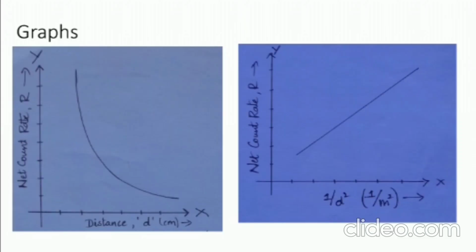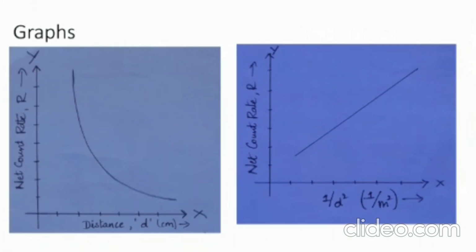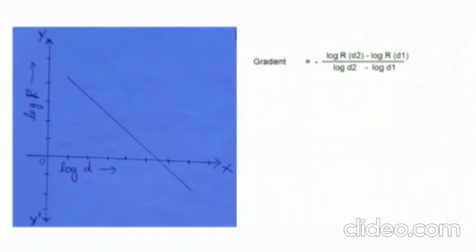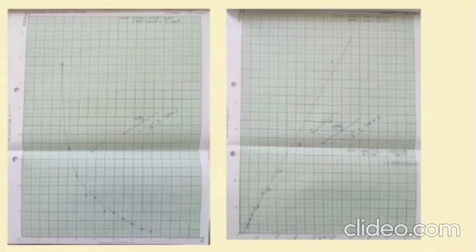After tabulating, you have 3 sample graphs shown over here. The first graph is of net count rate R versus distance D in centimeter. For this graph, you will get an exponentially decreasing curve. The second graph is net count rate R versus 1 by D square. This graph is a straight line which passes through the origin. The next graph is of log R versus log D. This is a straight line with a negative slope, as you can see. Now, after plotting these graphs, what are our understandings or what is our analysis for this experiment? The sample graphs are also attached over here.